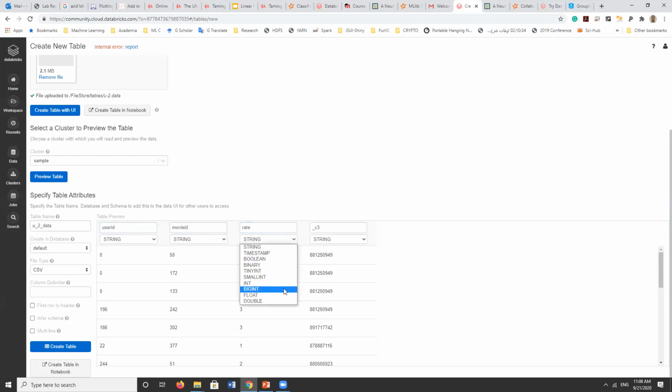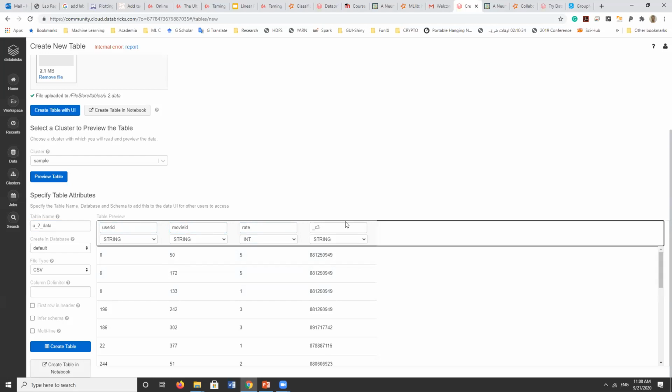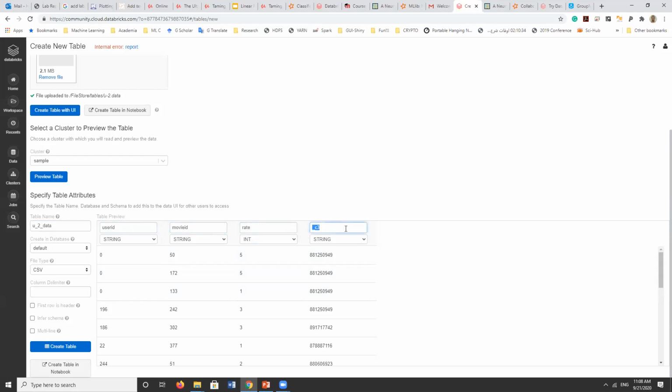Let's say just for this one I put integer, and the last one I know is the date, but in the computer format, so I just put timestamp.